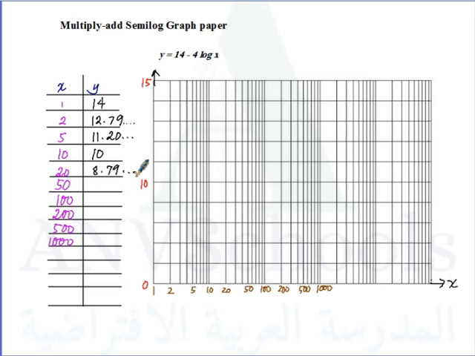so you can see that the y goes down, right? It's decreasing. 7.20. If x is 100, then this is 6. If x is 200, then it is 4.79. If x is 500, this is 3.20. If x is 1000, then this is 2. Now it's time to plot all of the graphs.